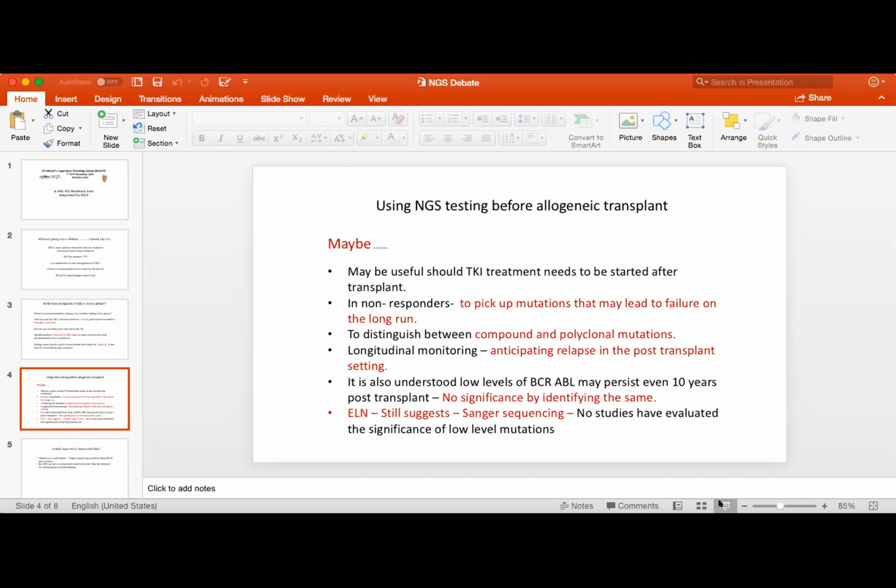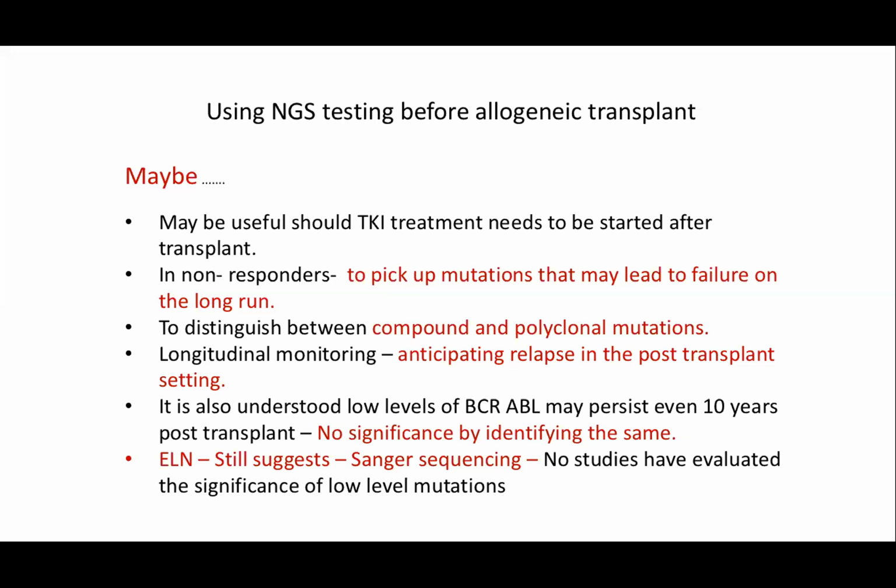If you look at the use of NGS sequencing before an allogeneic stem cell transplant, it may be useful should a TKI treatment need to be started after the transplant. So if in a non-responder, you may pick up mutations that may lead to failure in the long run, even after a transplant. So it may be useful in those situations to distinguish between compound and polyclonal mutations. Certainly, NGS is a superior tool there.